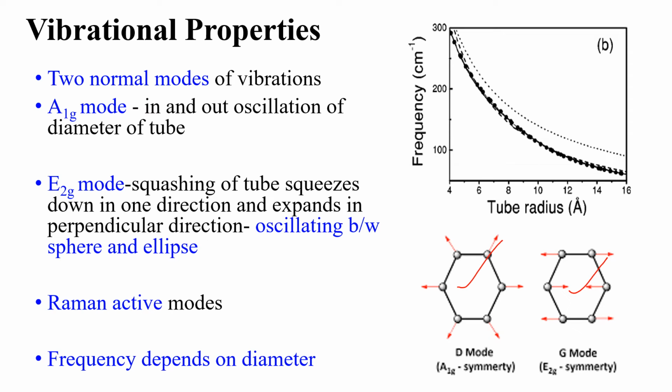Both the modes are Raman active. Frequency of the vibration depends on the diameter of the tube. From the graph, we can see that as diameter of the tube increases, frequency decreases.